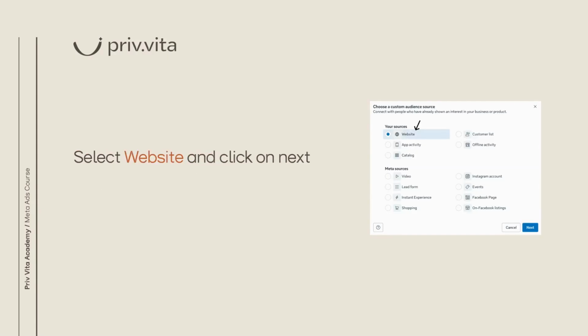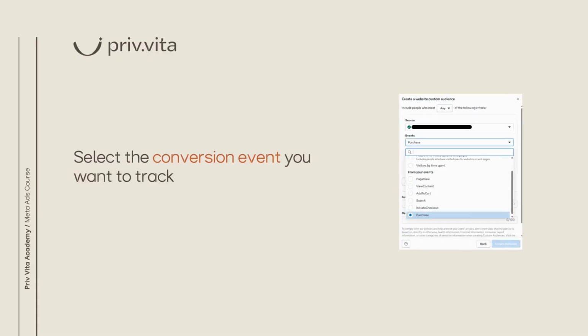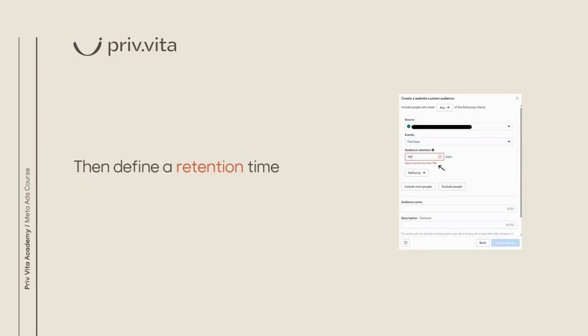First, we go to the website and click on Next. There, we make sure we select the right pixel and double check that because that is really important. Sometimes there are multiple pixels connected to the account and you don't want to choose the wrong one. Anyways, after that, select the conversion event you want to track, like visitors or people who added something to the cart or people who purchased something. Then define the retention time. For website events, it goes up to 180 days, but you can select a smaller number as well.